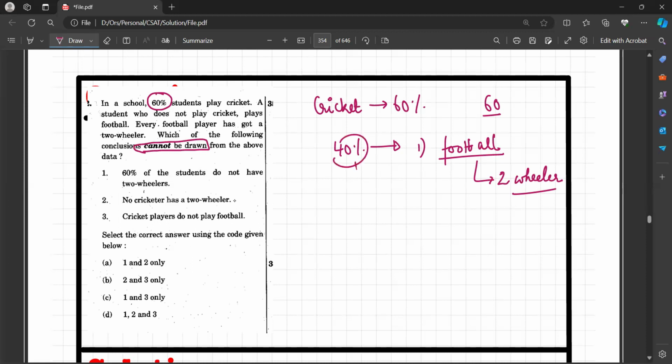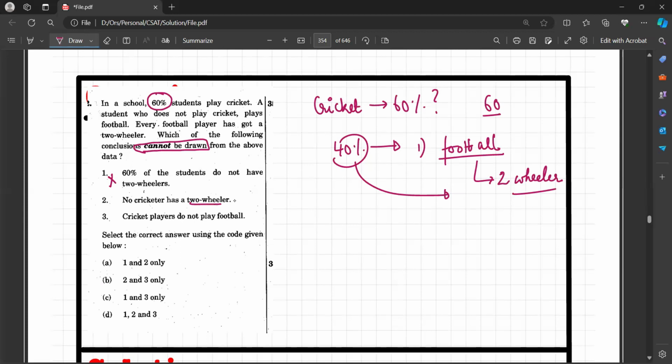This 40% have a two-wheeler, but how can you be pretty sure about the fact that a cricketer does not have a two-wheeler? Is it mentioned anywhere? No. It has only mentioned that every football player has got a two-wheeler. Got it? So this cannot be concluded. So this is wrong.